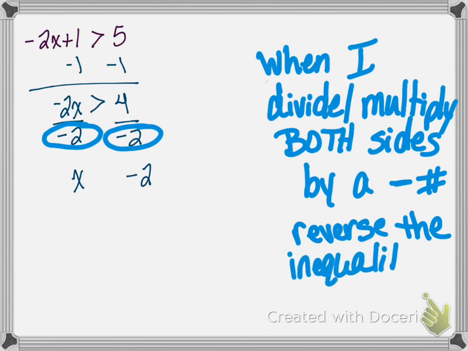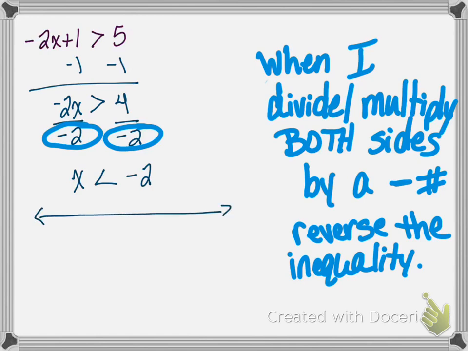I'm going to write inequality instead of sign, because often when we say sign, we're thinking about the negative number. So my greater than becomes less than. And that is because I divided both sides by a negative number.